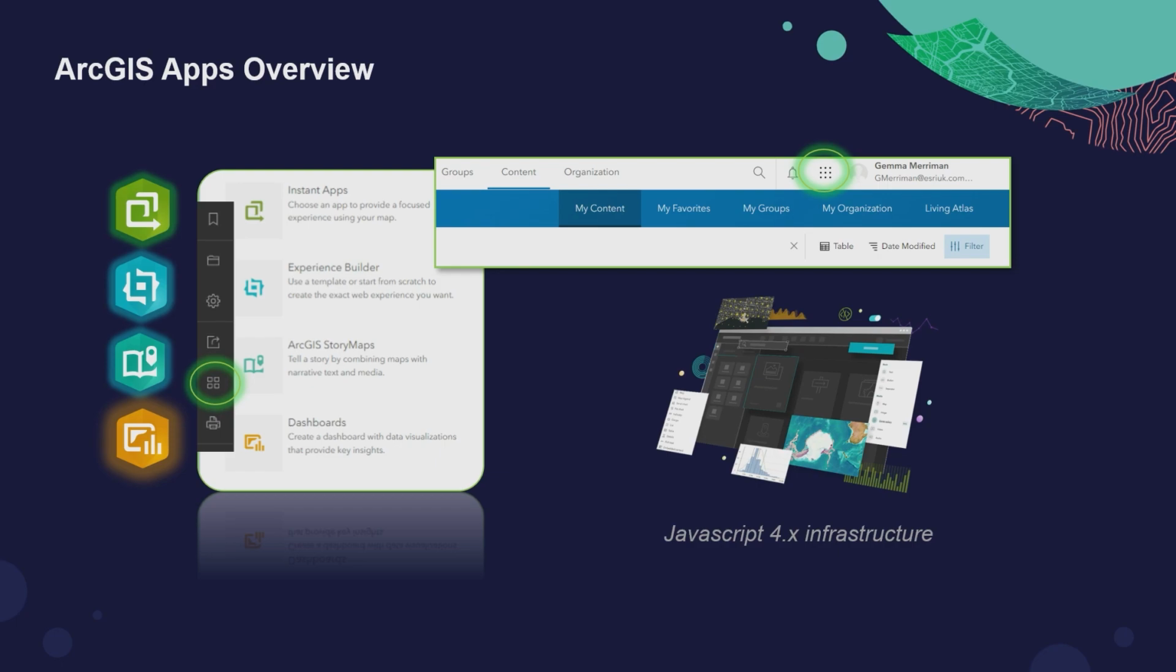So where can you find these apps? There are two main ways. Through the organizational tab bar, you can access the waffle icon, or you can go directly to your map viewer. You can start to build an app on the go.